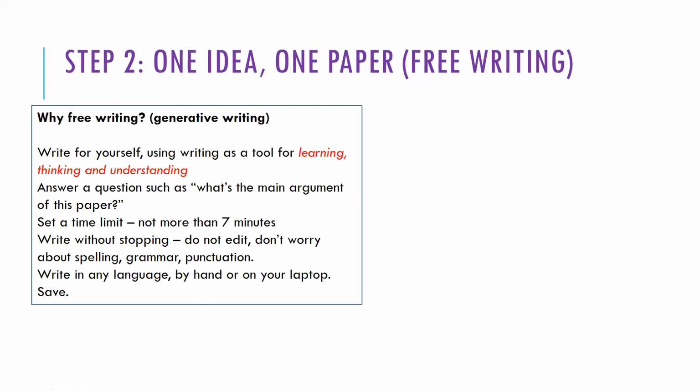A lot of the writing that we do, we tend to be writing for an audience. We're thinking about editing, we're thinking about coherence, and that's really important. But this is almost the step that comes before that. So what I want you to do is choose one paper that you think you might take on and answer this question: what do I think is the main argument of this paper? Usually with free writing, you set a time limit, not more than 7 minutes. Now we're just going to take 3 minutes.